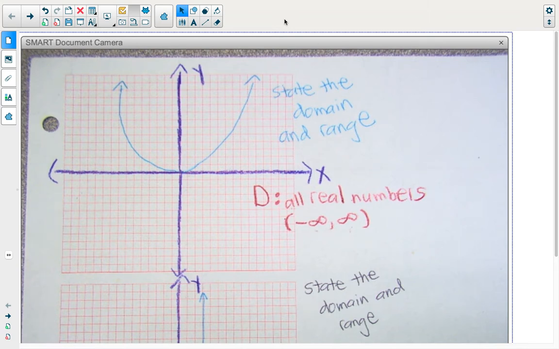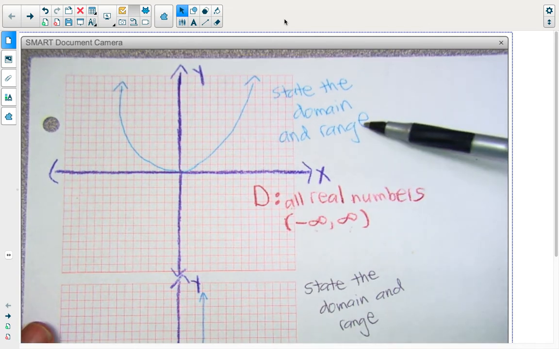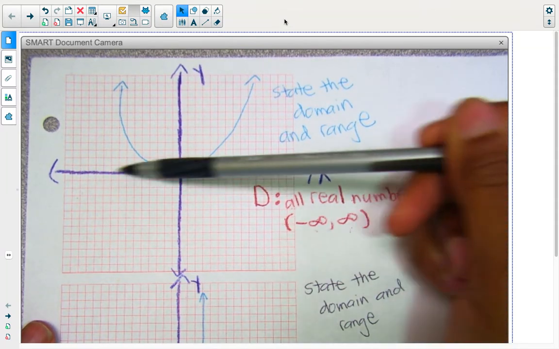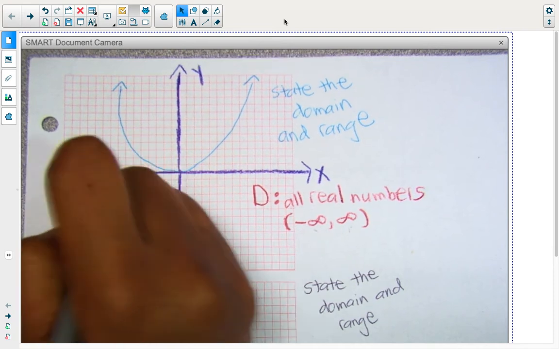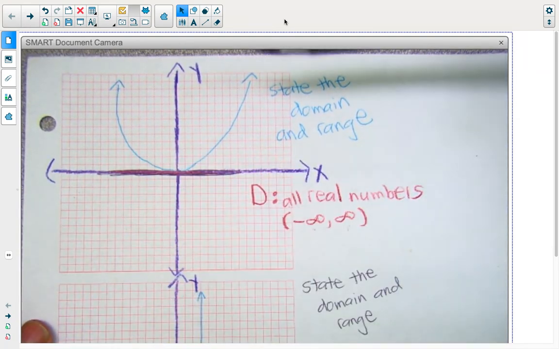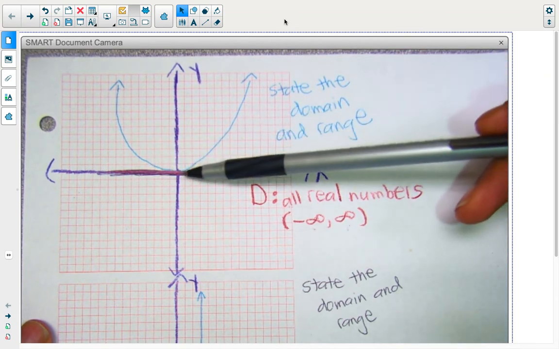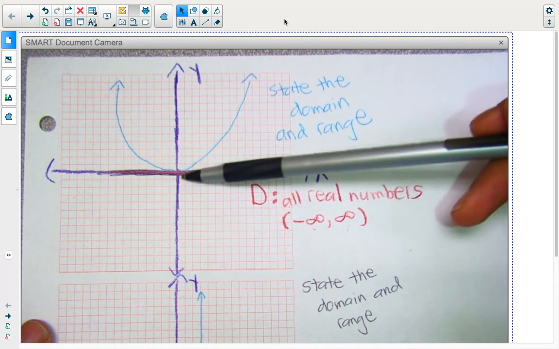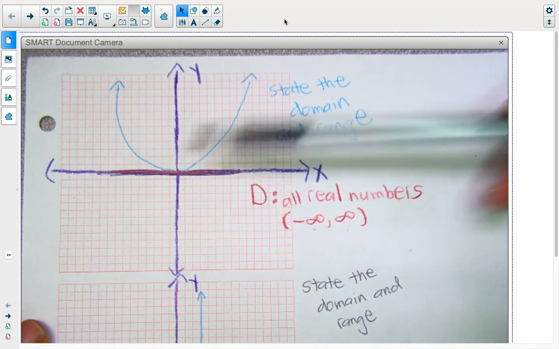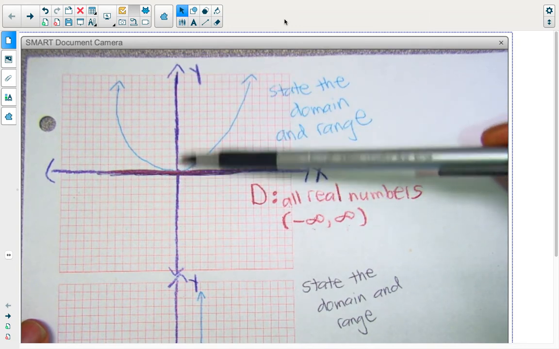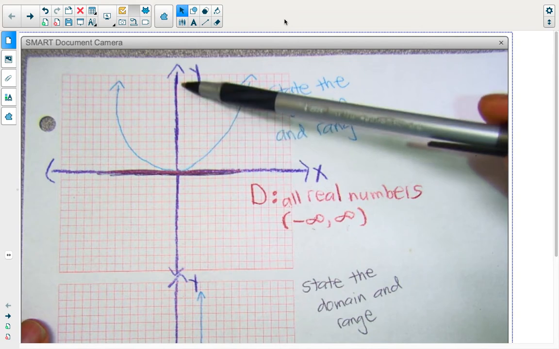Now, your range depends on what the parabola looks like. For this particular problem, we're looking at the y for my range, and this parabola does not get below the x-axis. I'm going to use black here so it shows up. This parabola does not get below this point. It's not down here or down here or down here. So my range is from this number up. How do you say from this number up? It's from 0 all the way to infinity.